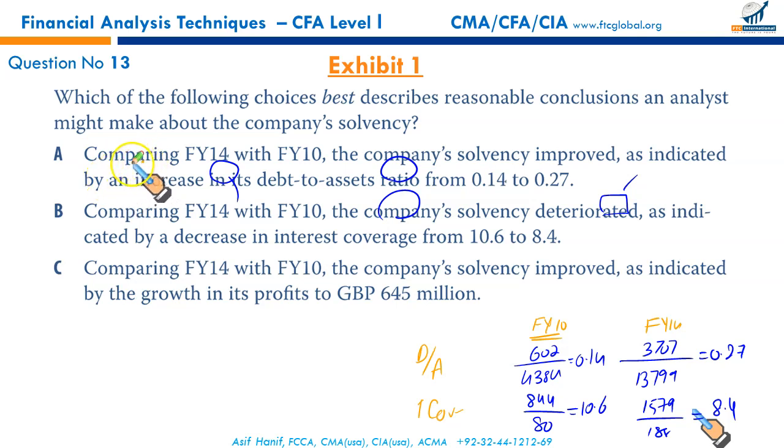Now let's see first option A. Comparing FY14 and FY10, the company's solvency improved as indicated by an increase in its debt to asset ratio from 0.14 to 0.27. This is not an improvement. Debt is proportionally a larger part of your assets now. This word is wrong. It has not improved, rather it has deteriorated. First debt was 14 cents out of $1. Now the debt is 27 cents per dollar. So it has deteriorated, not improved. A is incorrect. B. Comparing FY14 and FY10, the company's solvency deteriorated as indicated by a decrease in interest coverage.